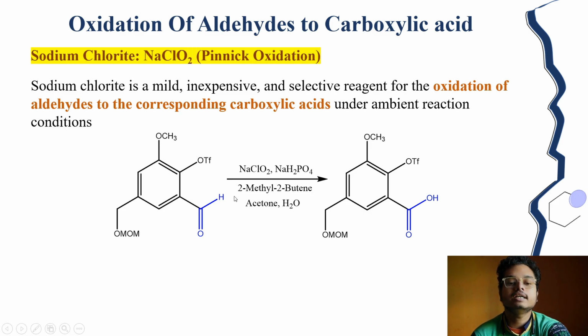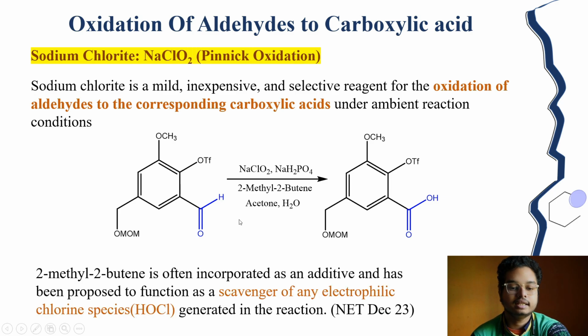Now in the reaction conditions, you may wonder what the role of this 2-methyl-2-butene is. Basically, 2-methyl-2-butene is often incorporated as an additive and has been proposed to function as a scavenger of any electrophilic chlorine species. In this pathway, HOCl is generated in the reaction, and this particular question came in the NET December 2023. So let us understand the mechanistic pathway first.